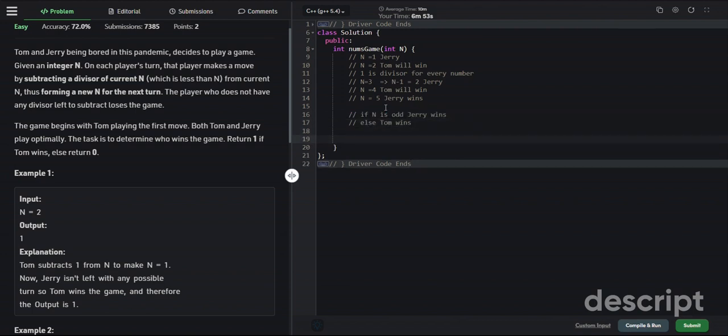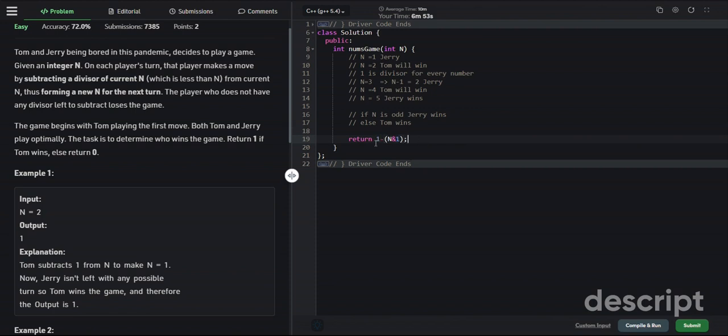Now we need to answer something. How to check if n is odd? This can be done in just one line, n and 1. Right, we can simply return n and 1. This will return 1 if n is odd, and it will return 0 if n is even. But if n is odd, then it returns 1, right? And if n is odd, then Jerry wins. But if Jerry wins, we need to return a 0. So we need to return 1 minus n and 1.